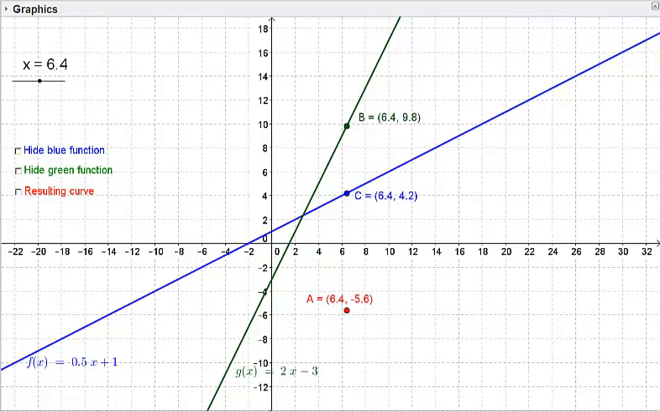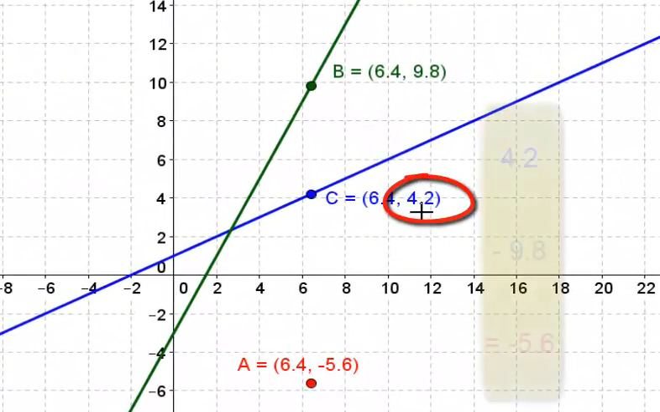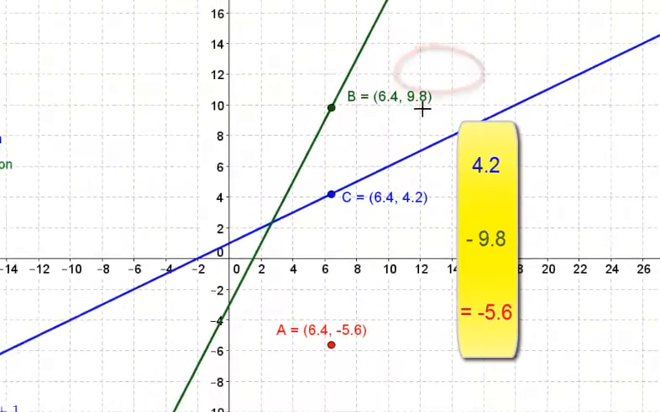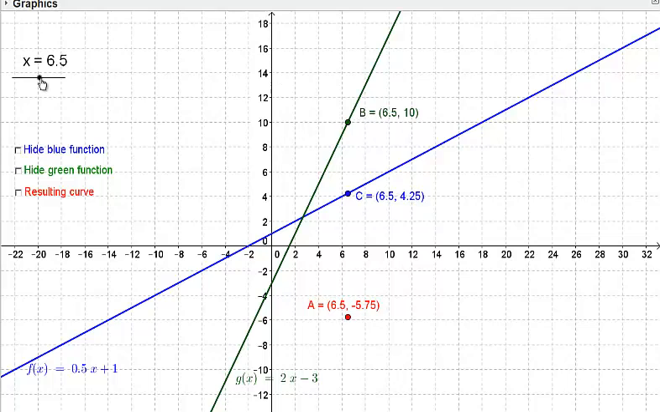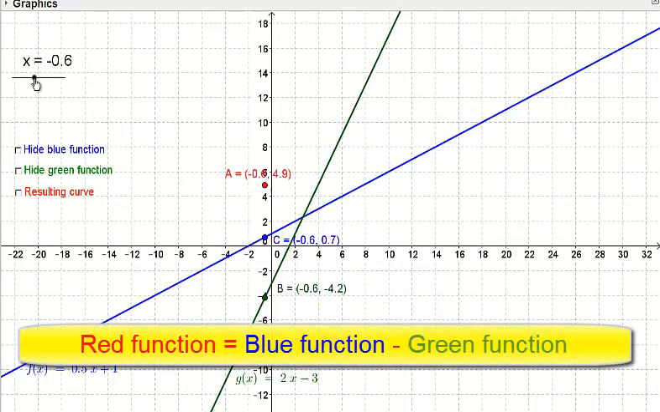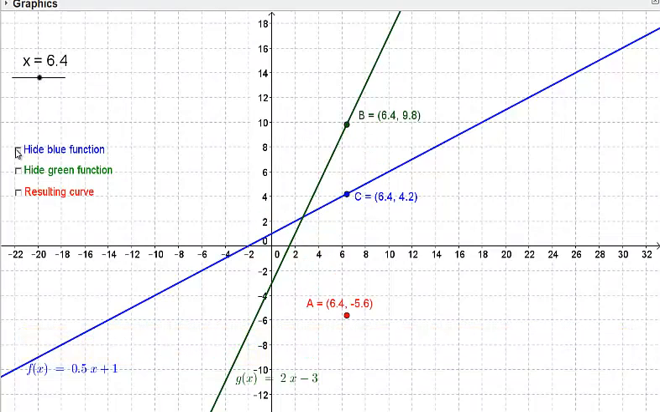Well, we can check that out right away. I've got it set now so that the red point has a y-coordinate that is the result of the blue minus the green instead of the blue plus the green. And again, I can change the value of x so that you can see that that relationship is once again always maintained.